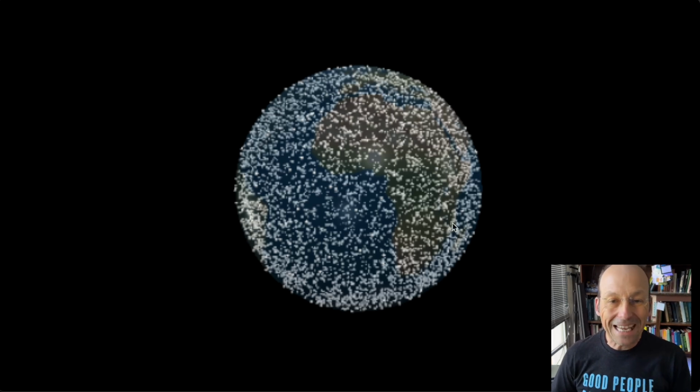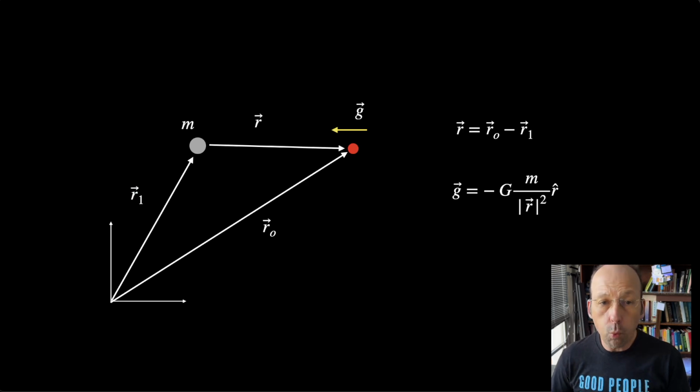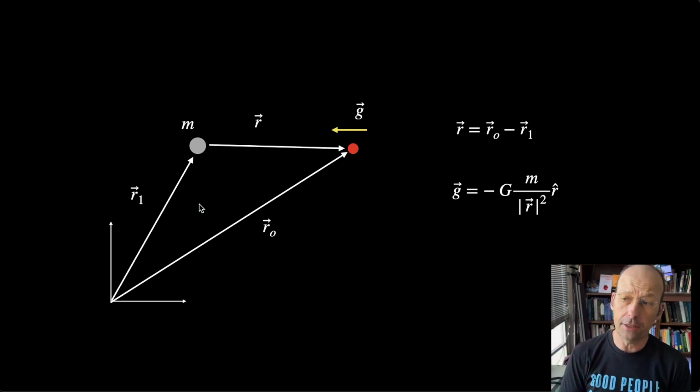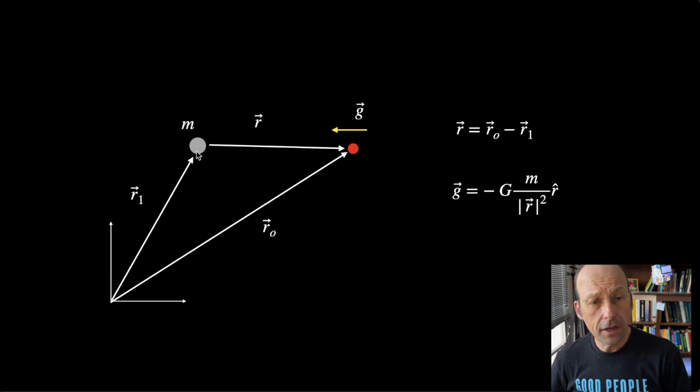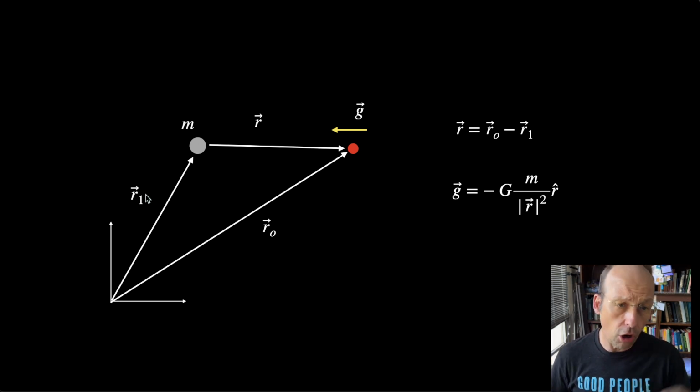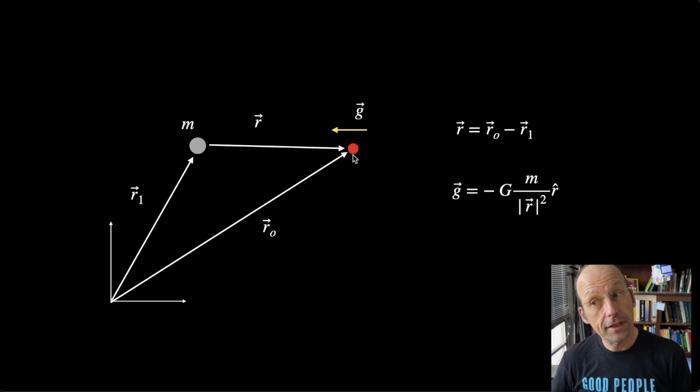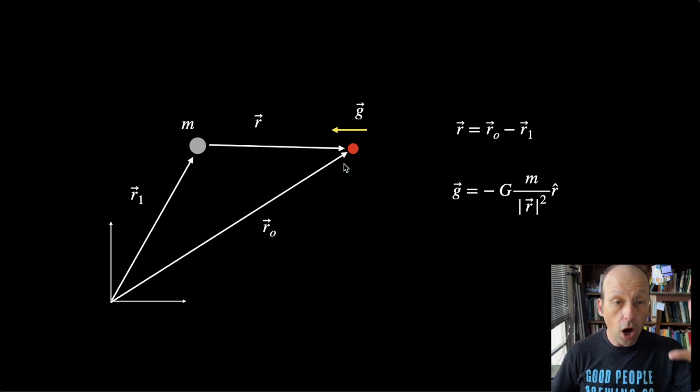Okay, so we're going to make this model, but let's just go over some of the important stuff first. Number one, how do we calculate the gravitational field? If I have a single mass at some position R1, and I want to find the gravitational field at a position RO for the observation point, then I first need to find this vector R, the vector from the mass to the observation point. That's pretty simple, right? It's just a difference: the position of the observation minus the position of the mass is that vector R.